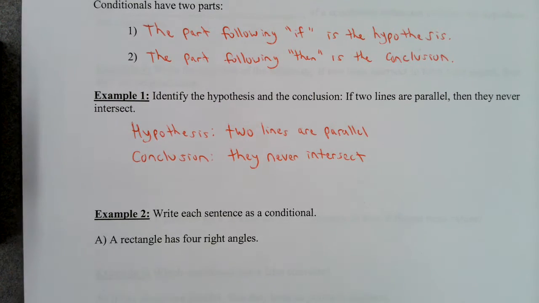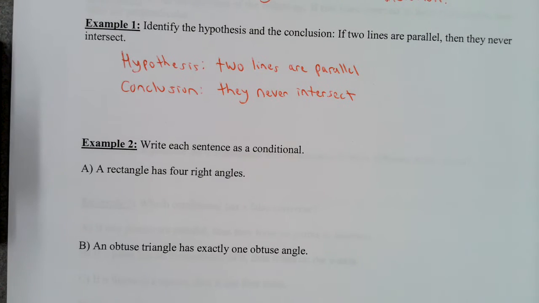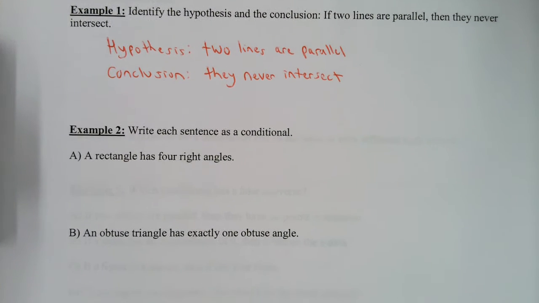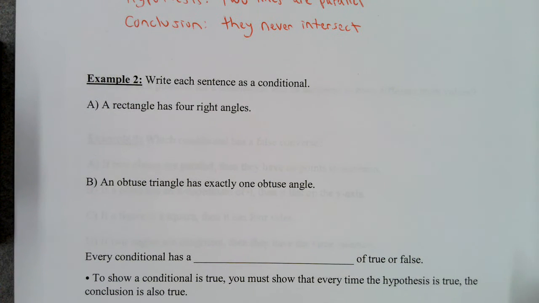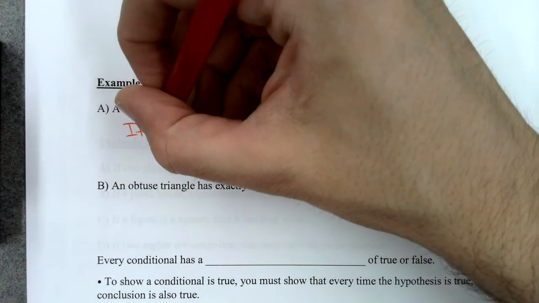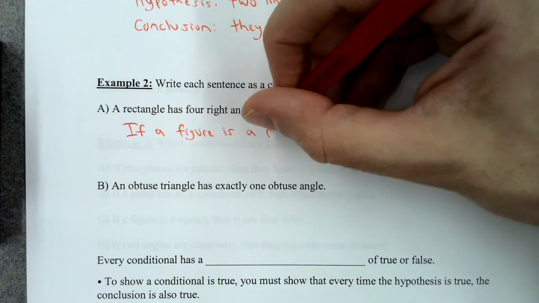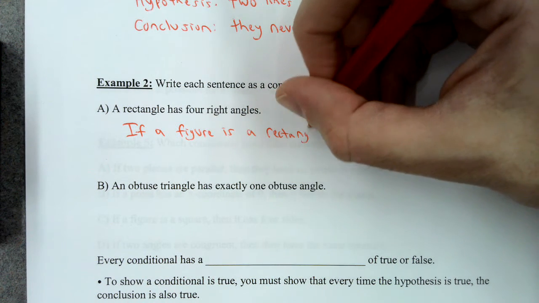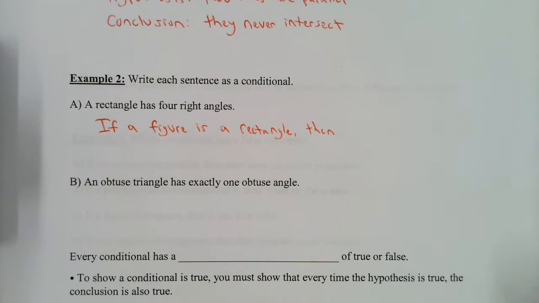Okay, example 2, write each sentence as a conditional. So you have to write it in if-then form. Just make sure your sentence sounds good grammatically. So 2A, a rectangle has 4 right angles. Write that as a conditional. I'm going to say if a figure is a rectangle, then it has 4 right angles.